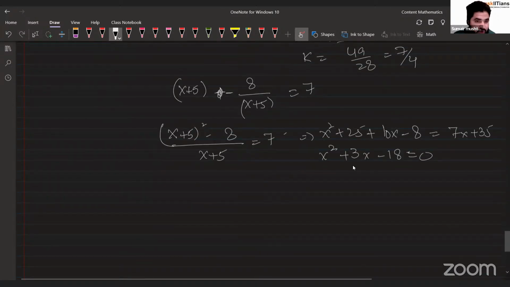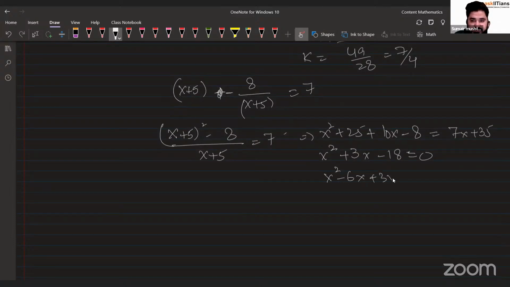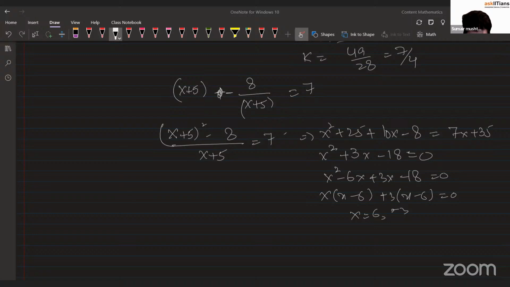So how can we do this? x square plus 6x minus 3x minus 18 is equal to 0. So x is there, x minus 6 plus 3, x minus 6 is equal to 0, right? So x is equal to 6, negative 3. That's your answer. Wait, no, no. It's positive and this is negative. Sorry. Negative 6 and positive 3.